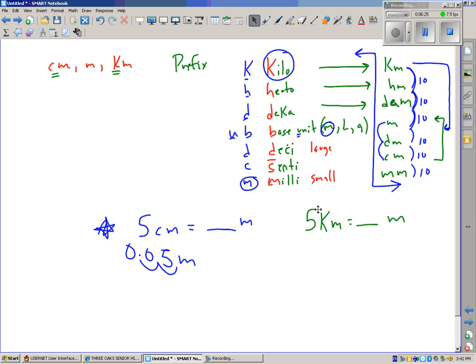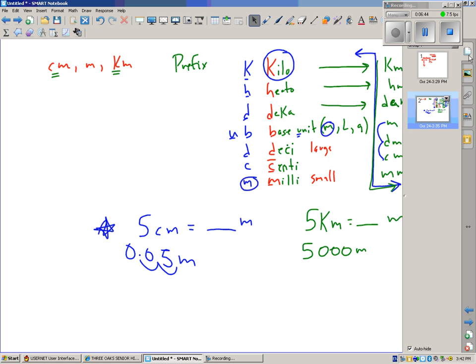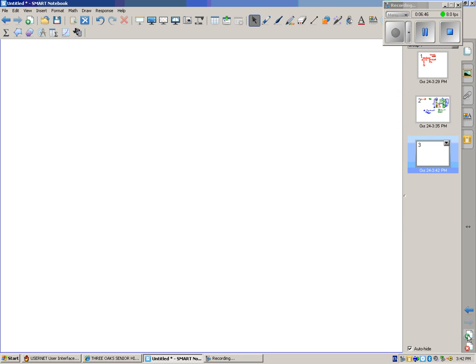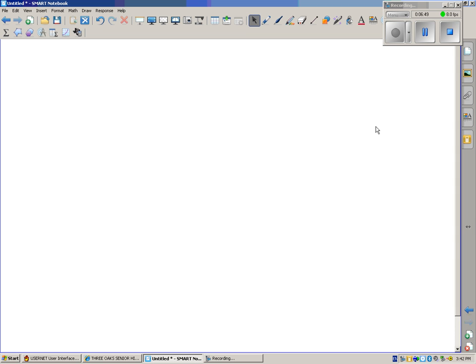It's down, right, easy. So I would move the decimal 3 spots to the right. Right? So I would have 5,000 meters. Okay, so that is pretty easy. You can all do that, but unit analysis is more than that.